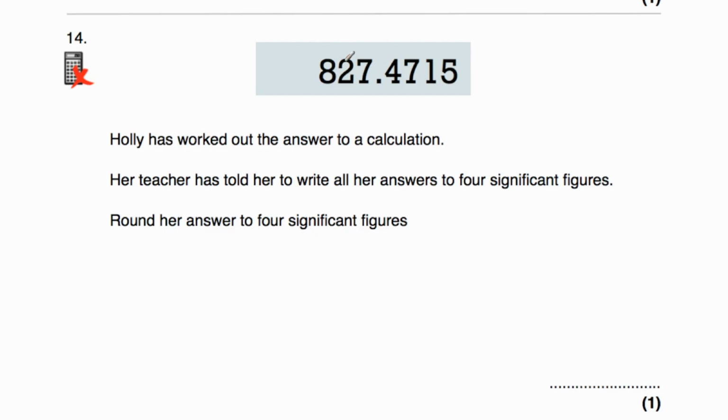And as you can see, 827.47 will be closer to 827.5 than it will be to 827.4. So that means our answer will be 827.5. Again, we could put a dash after the fourth significant figure. The fifth significant figure is a 7. We round up, and that would give us our answer.